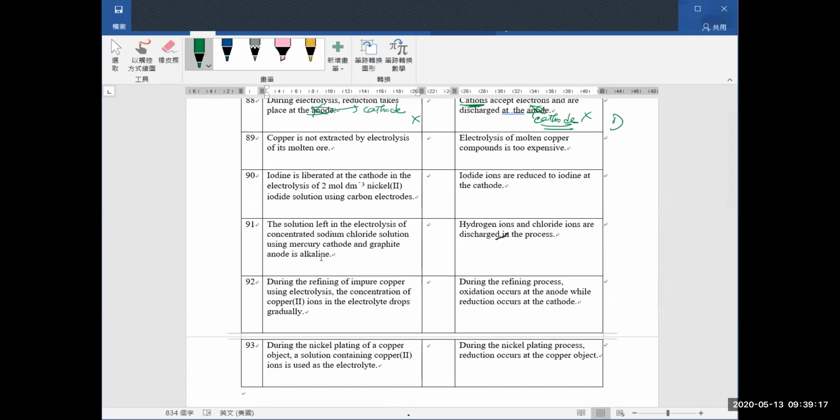89 is a correct cause and effect, right? How about 90? Iodine is liberated at the cathode in the electrolysis of 2 molar nickel iodide using carbon electrodes. Iodide is reduced to iodine at the cathode.